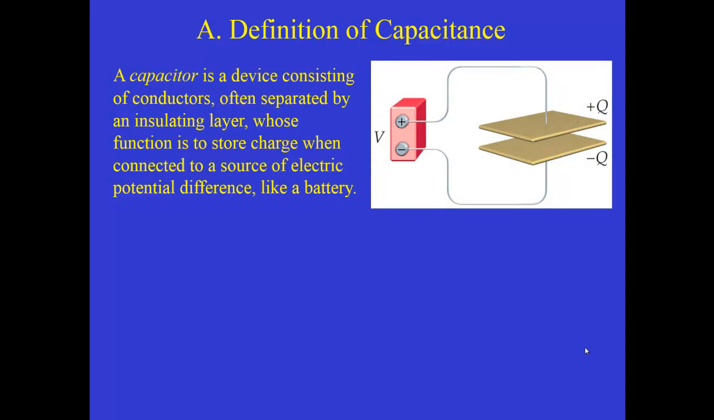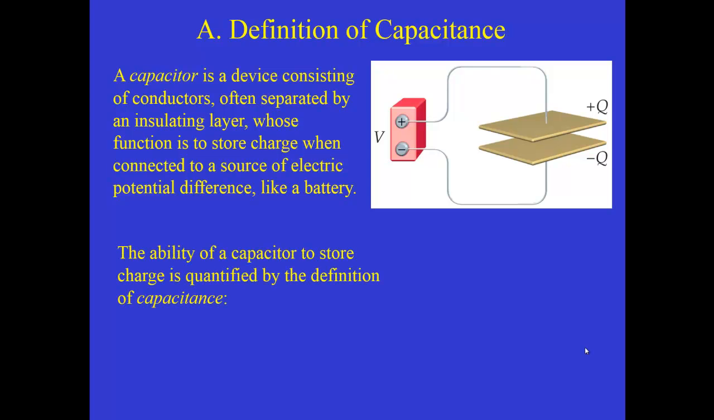The most common way of thinking about a simple capacitor is looking at two parallel conducting plates that, when connected to a power supply, can store an amount of charge. And the plates will store in equilibrium equal amounts of charge, plus Q and minus Q. So the ability of a capacitor to store charge is quantified by the quantity that we call capacitance. Capacitance is defined as the absolute value of the ratio of the charge stored on the plates divided by the potential difference it took to put the charge on the plates.